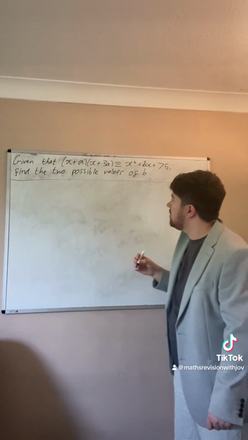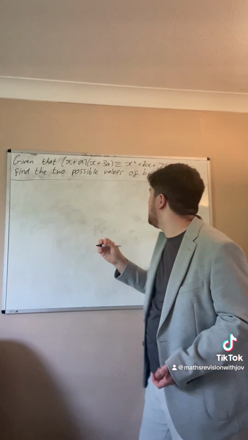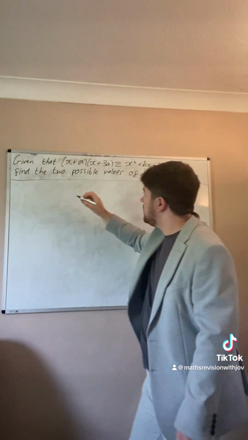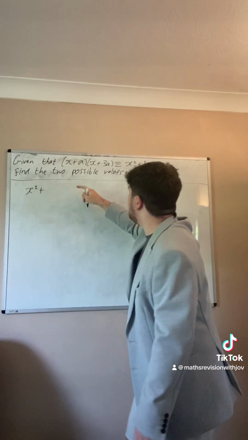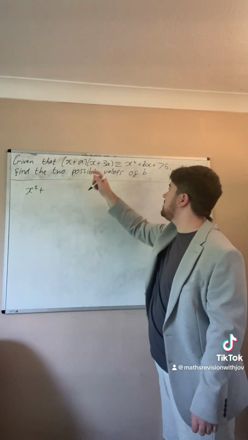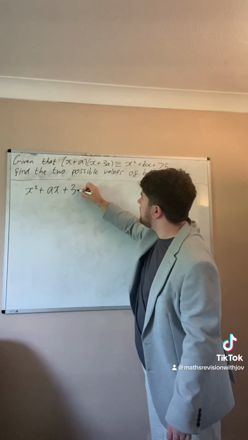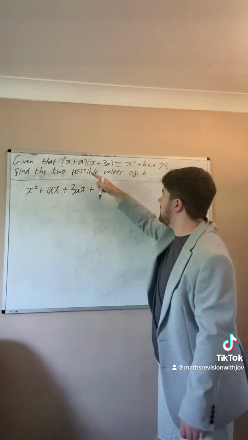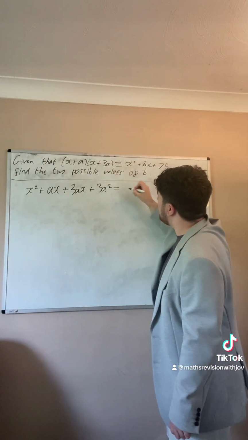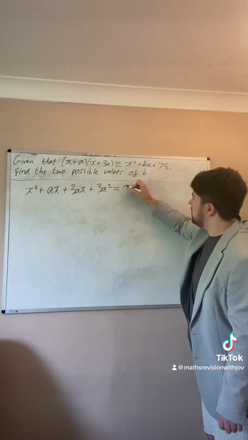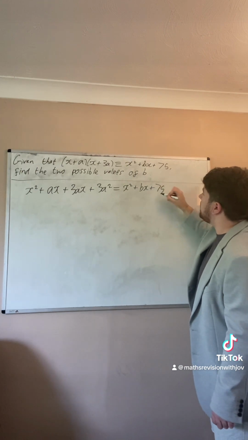b. The first thing we want to do is expand the thing on the left because it's nicer, so we can get both sides in the same form. So we've got x squared plus ax plus 3ax, and then a times 3a is 3a squared. And that's going to be equal to x squared plus bx plus 75.